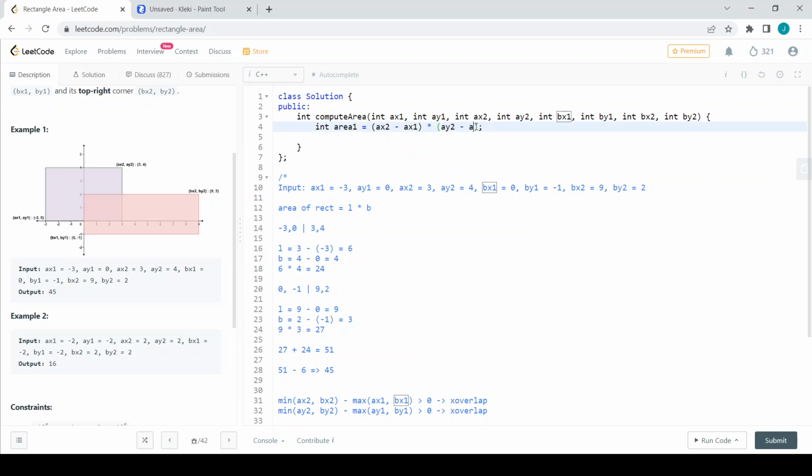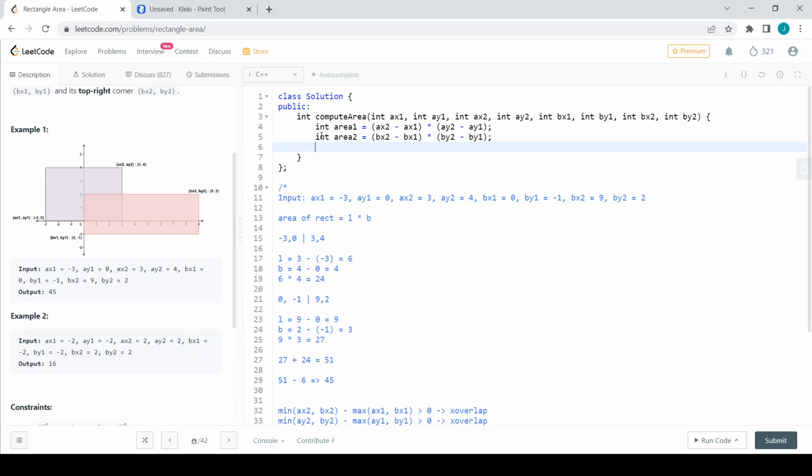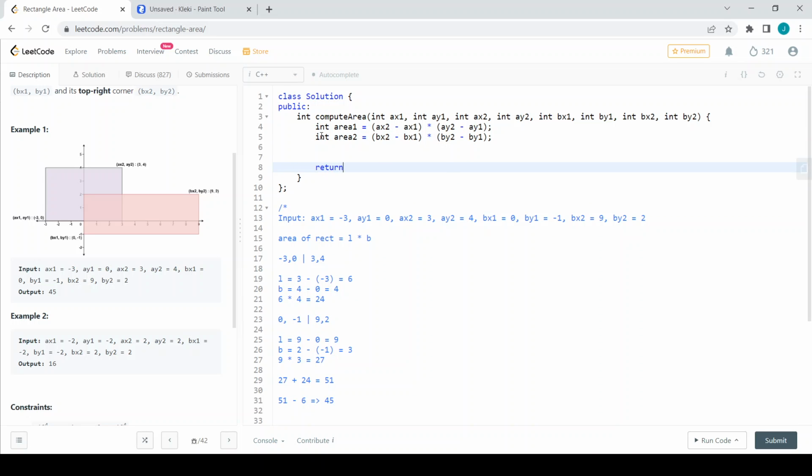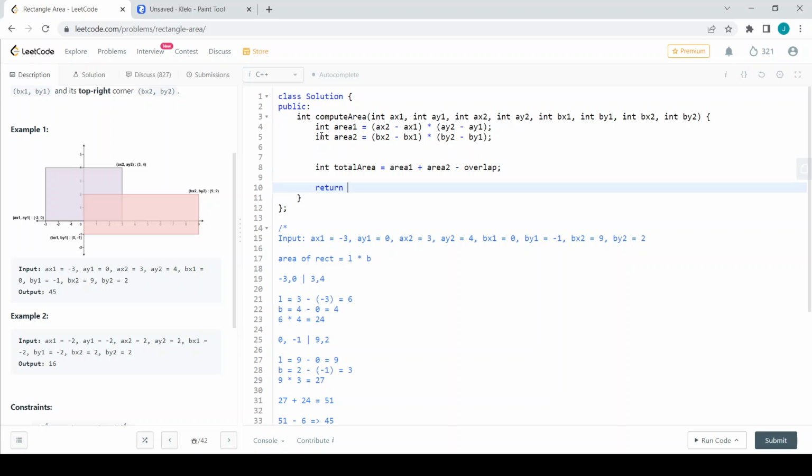The second rectangle is bx2 minus bx1 multiplied by by2 minus by1. These are the two areas of the rectangles. Now our final answer is the total area, which is area 1 plus area 2 minus the overlap region, and we return the total area at the end of the day.